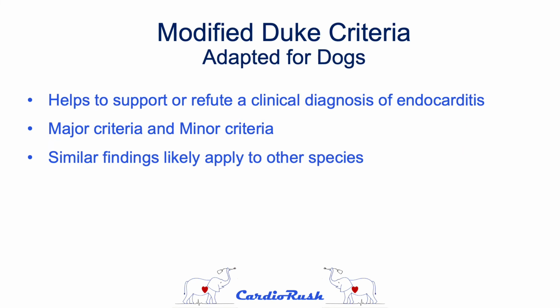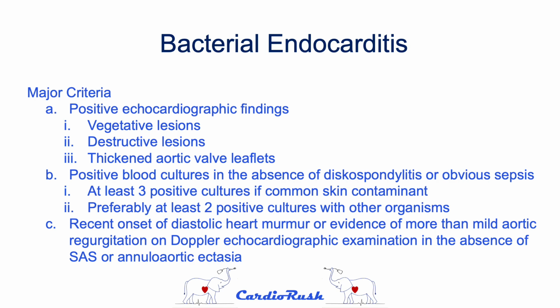Because of the difficulty of trying to establish a diagnosis of bacterial endocarditis in dogs, a scheme has been developed, modified from the Duke criteria, which are used in people to try to establish endocarditis. This modified Duke criteria for dogs helps to support or refute a clinical diagnosis of bacterial endocarditis and is broken down into major criteria and minor criteria. And a similar process could probably apply to other species, although this particular criteria does not work that well in cats.